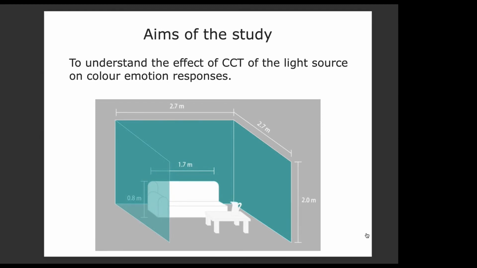The aim of the study, thank you, Kaida, is to understand the effect of CCT, which is correlated color temperature, of the light source on color emotion responses. So this is the structure of that space. We have a space including a sofa, and also a table there. A very important part of it is that we have 3 colored walls. Next slide, please.